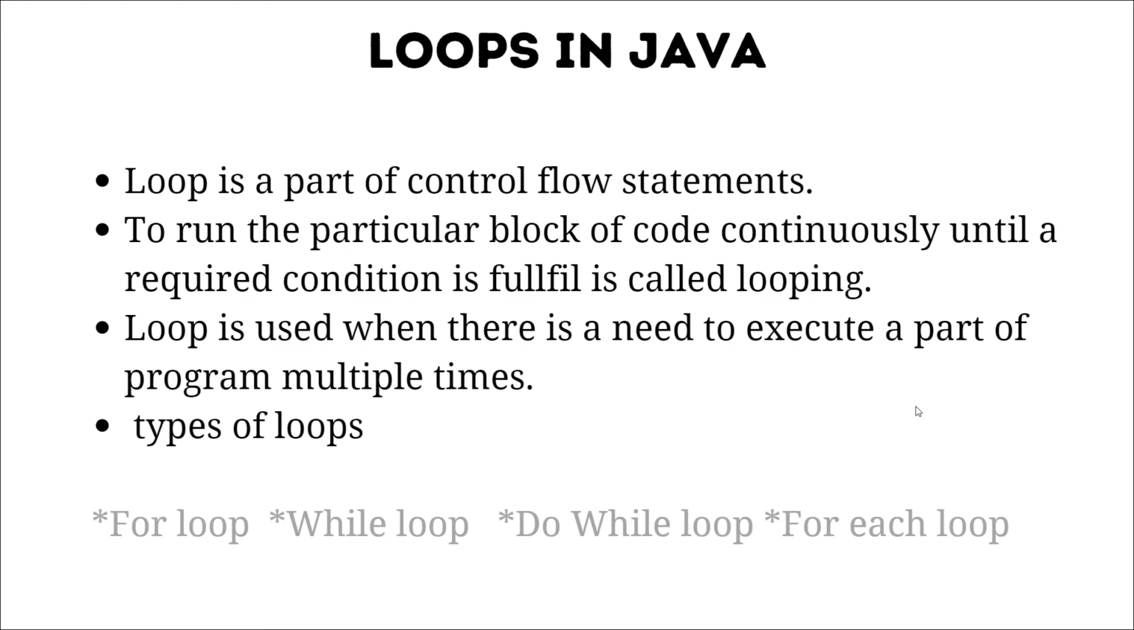And as you can see, there are four types of loops: for loop, while loop, do while loop, and for each loop. We will learn about these loops in detail in our next videos.